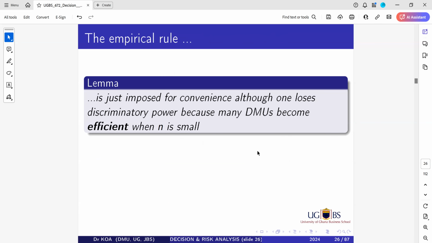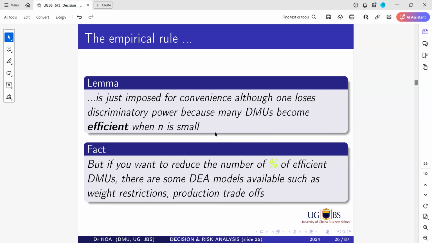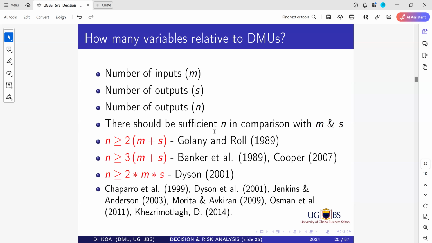All right. Now, there's something we call the curse of dimensionality. You can tell me what that means. What is the curse of dimensionality?